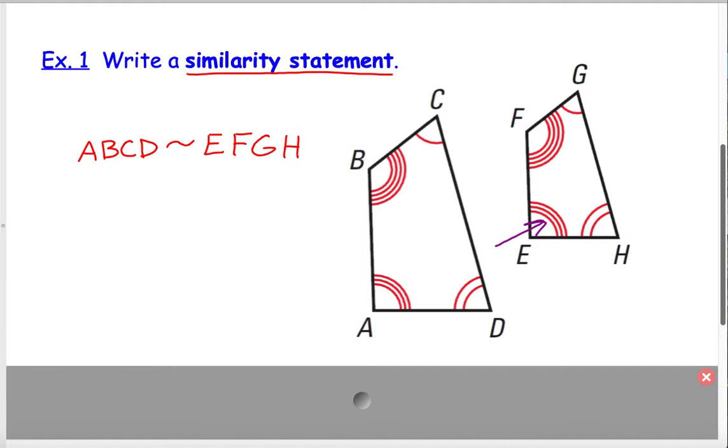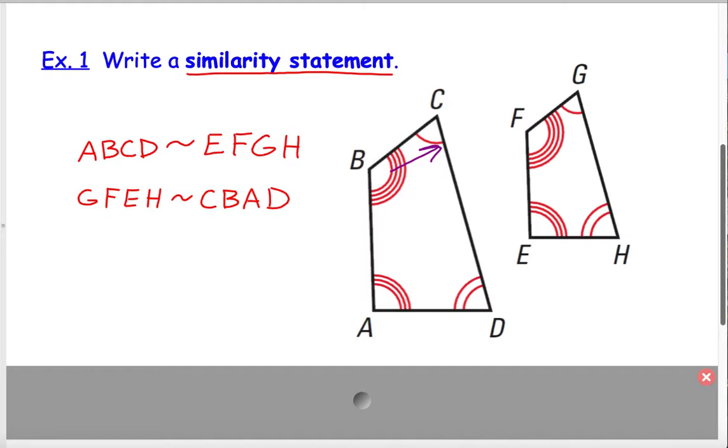Somebody else might have come along and said, oh, I wanted to do the smaller figure first and start with G, and said G, F, E, H. And that would be fine. But you just have to make sure then in the other figure you do it in the same order. So G matched up with C, F matched up with B, E matched up with A, and H matched up with D. So that would be another correct answer. So there's a lot of correct answers.